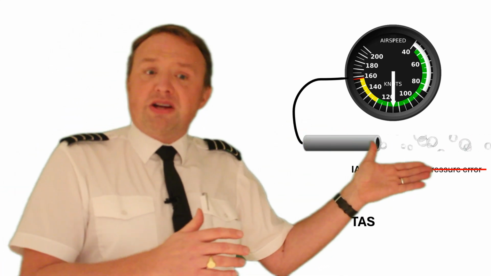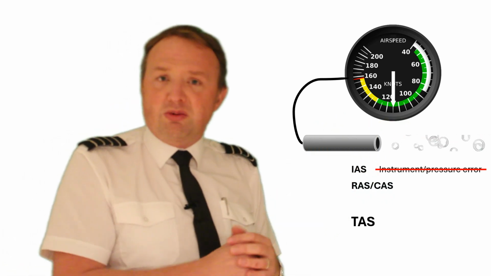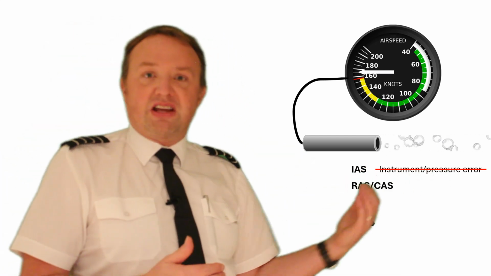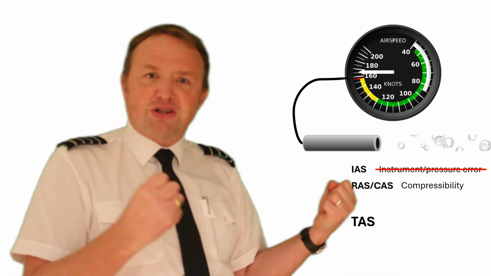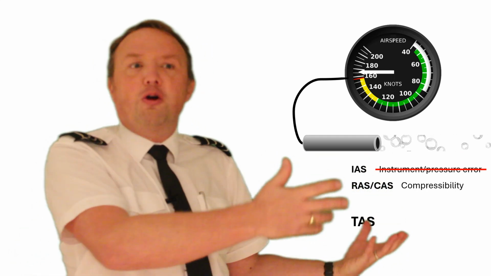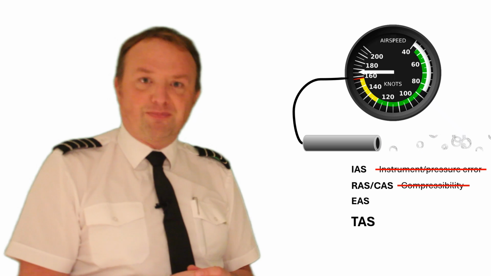RAS-CAS is a useful measurement, particularly if we're calculating aircraft performance, but it is not our true airspeed. For a start, the faster we go, the more air is forced into that tube, and eventually the air itself becomes compressible. That allows more air in than there should be, and we get a slight overread. Eliminating that error, which we call compressibility, gives us our equivalent airspeed.